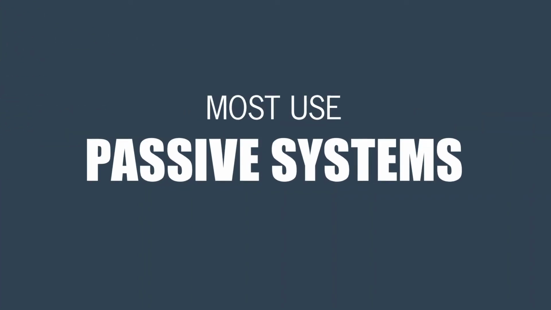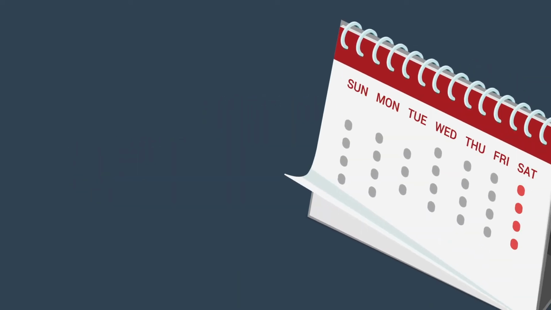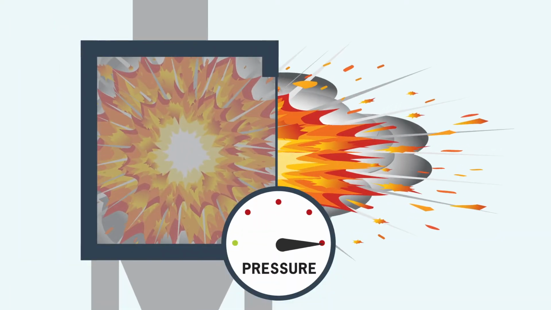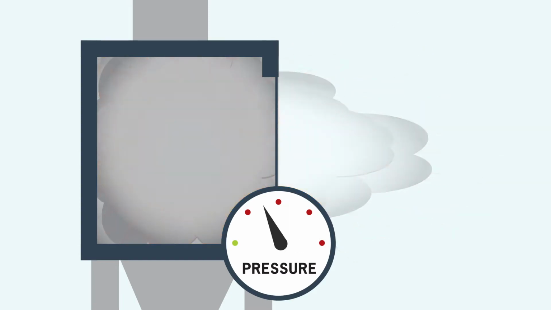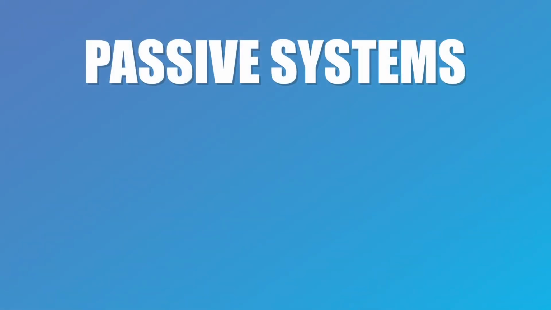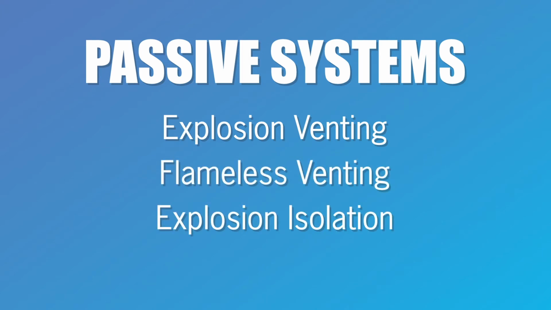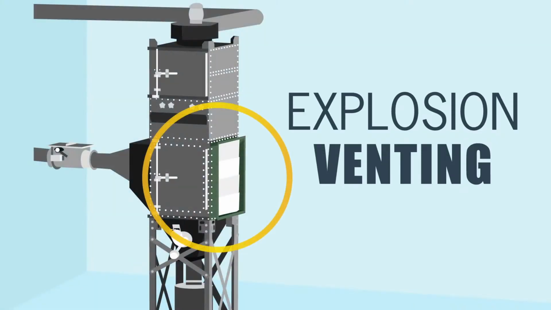Most manufacturers use passive systems because they are a lot less costly and don't require recertification every 3 months. All passive systems control the speed of explosions by releasing the pressure produced when they have reached a certain limit. Passive systems include explosion venting, flameless venting, explosion isolation, and safety monitoring filters. Explosion venting is the most commonly used passive system.